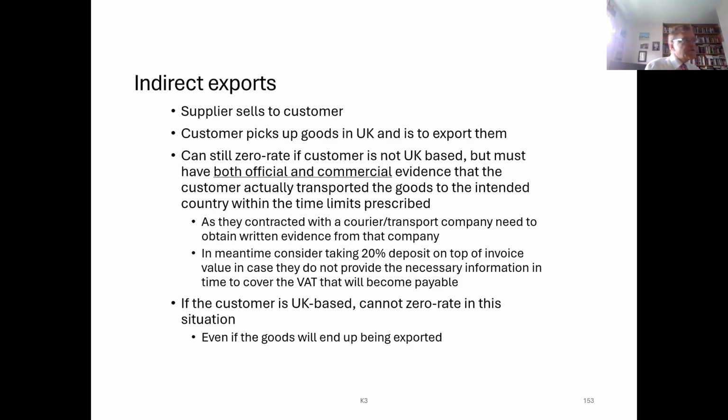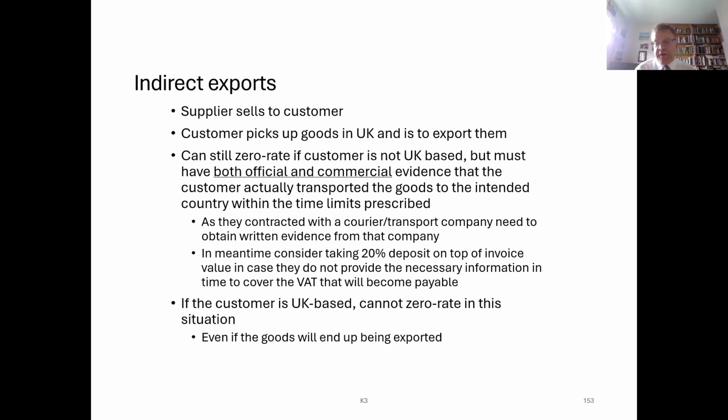Indirect exports: the supplier sells to the customer, who picks up the goods in the UK and is to export them. It's still zero rated, as the customer is not UK based, but you must have both official and commercial evidence the customer actually transported the goods to the intended country within the time limit. So back to my bird feeder example, where the Dutch customer picks up the goods, the UK company doesn't have to organise VAT, it'll be zero rated.